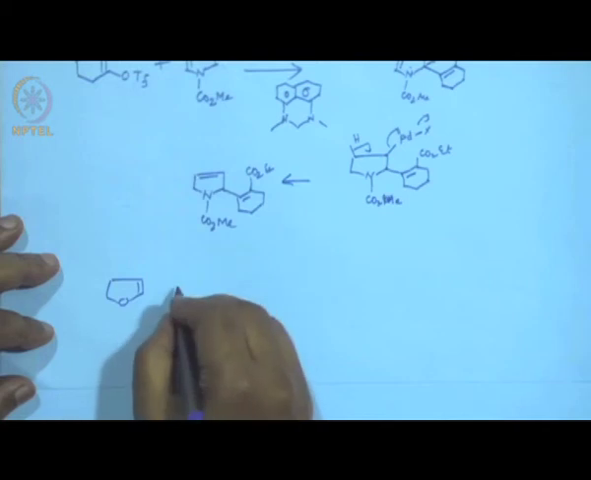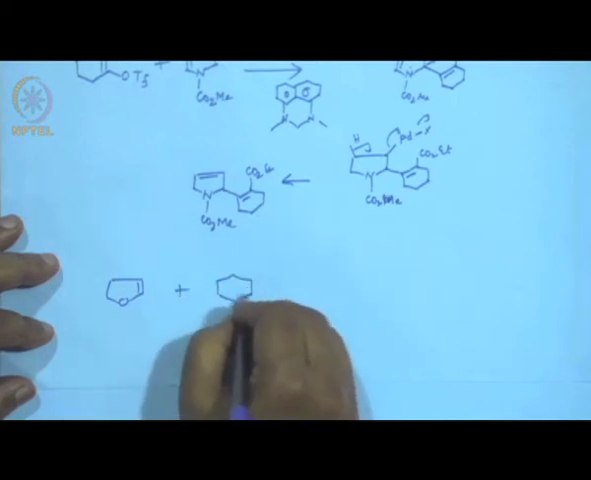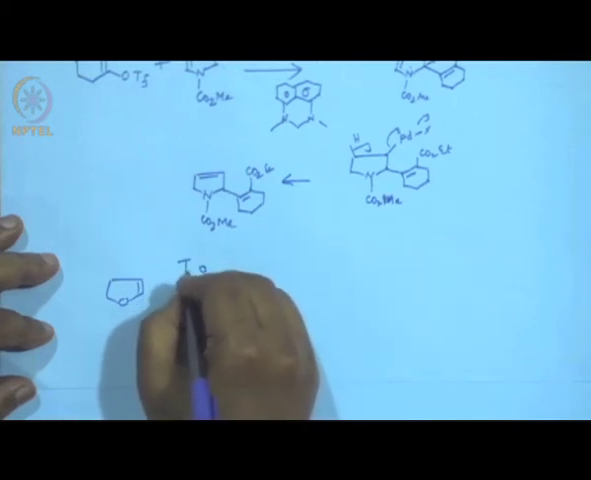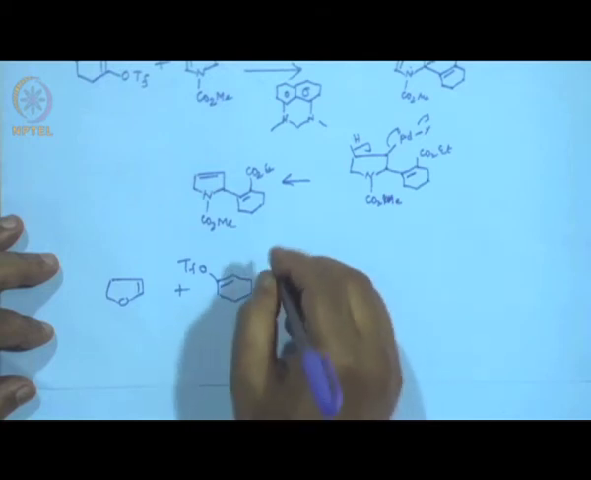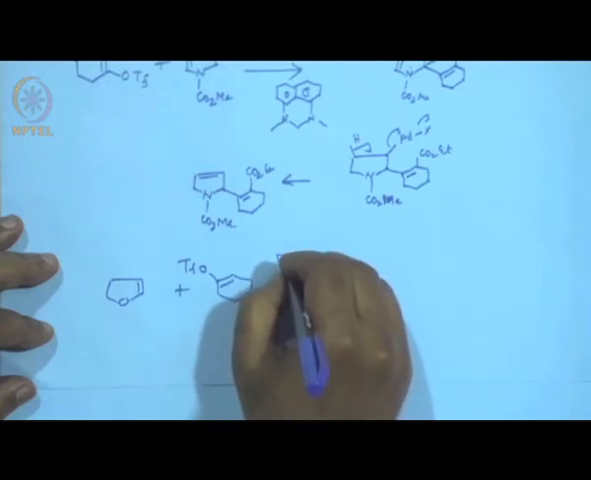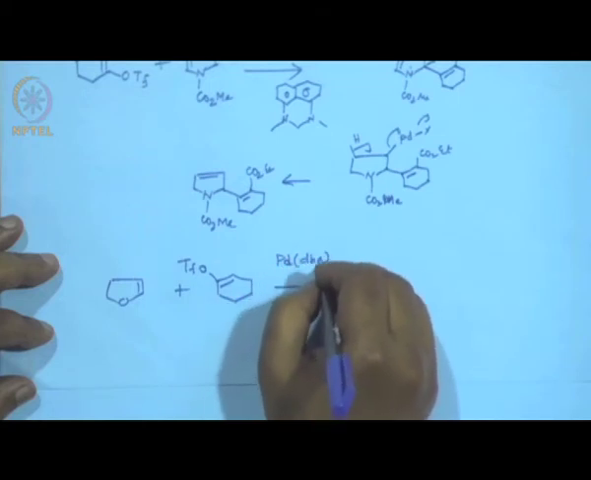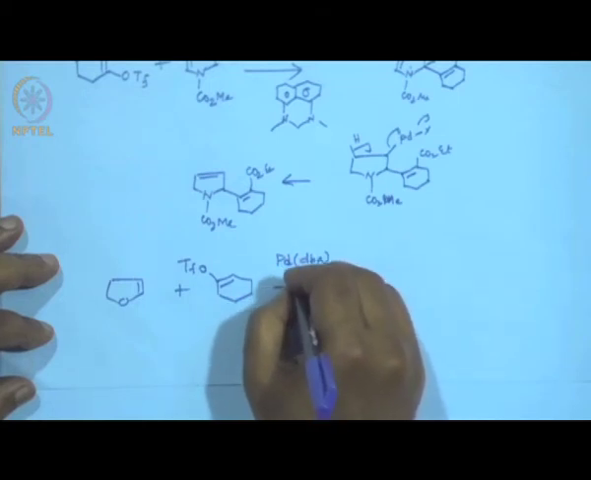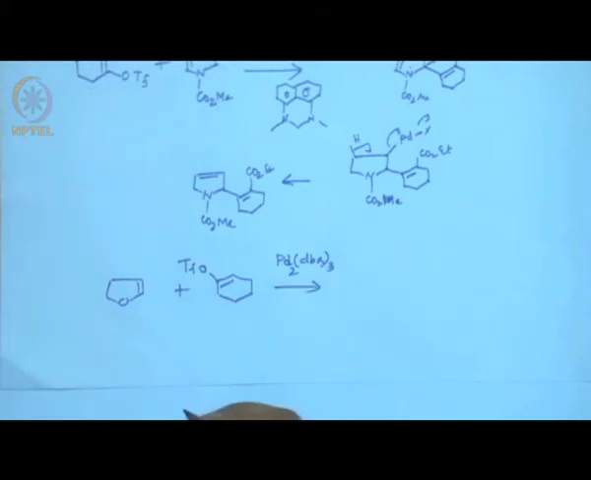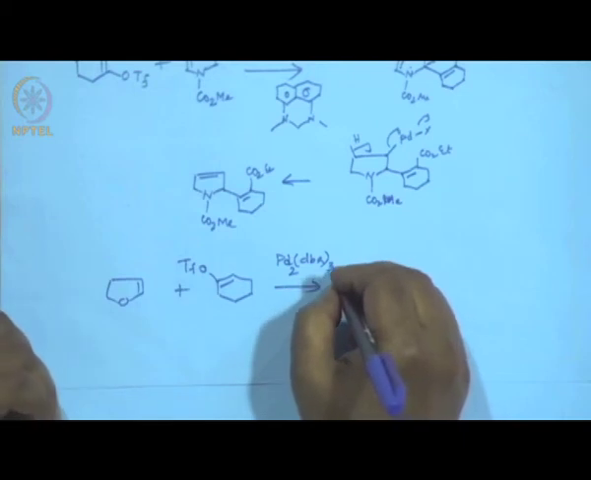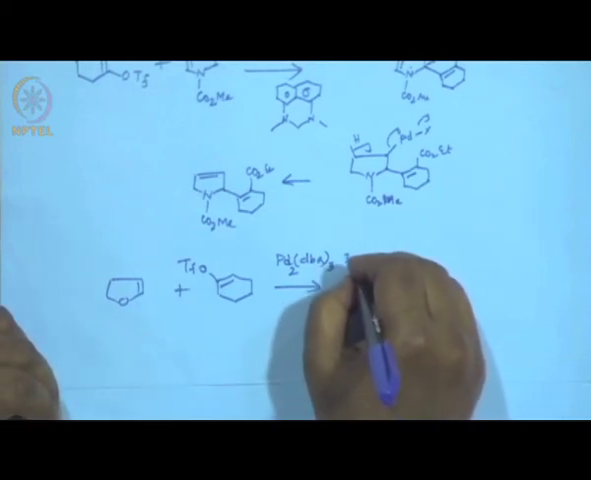Let me give you one more example from the 5-member heterocycle. You have a dihydrofuran and a triflate like this. So, the triflate does this reaction. In this case, palladium, palladium DBA, dibenzylideneacetone, palladium DBA, this is only 3 mole percent.